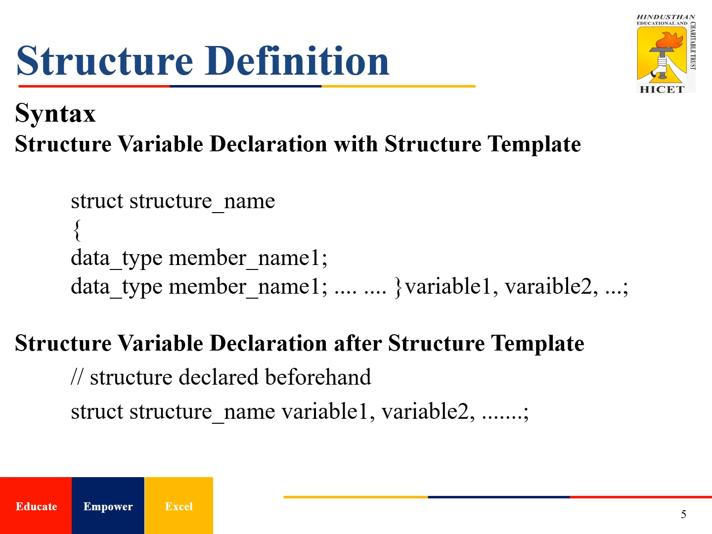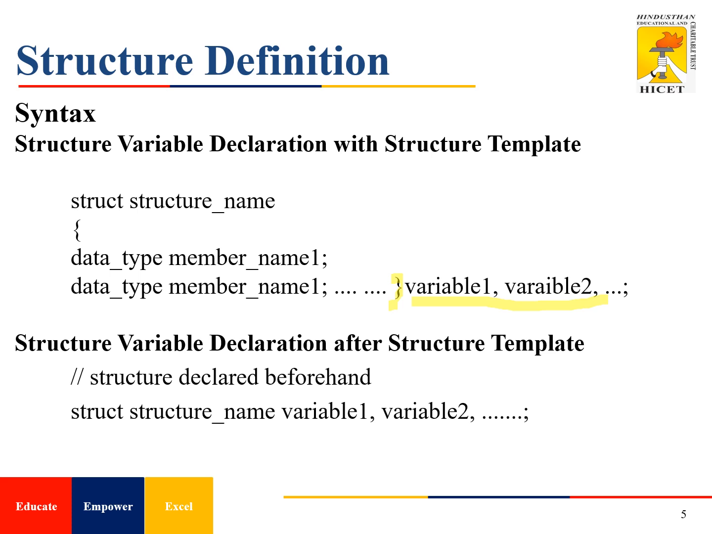Structure definition is where we initialize the structure with some values, and it can happen in two different ways: structure variable declaration with structure template and structure variable declaration after structure template. Here I am declaring the structure with the structure name, and after the curly braces I am declaring some variables before the semicolon. It is called structure variable declaration with structure template.